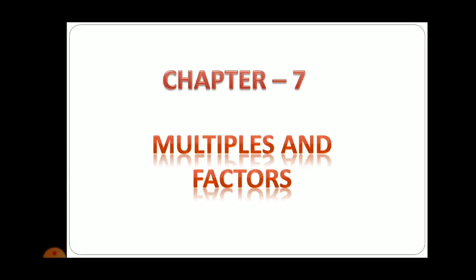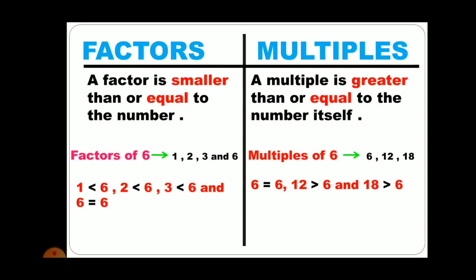Let's continue with our chapter number 7, Multiples and Factors. In today's video, we will discuss the relation between factors and multiples. First, factors. A factor is smaller than or equal to the number. For example, factors of 6 are 1, 2, 3 and 6.